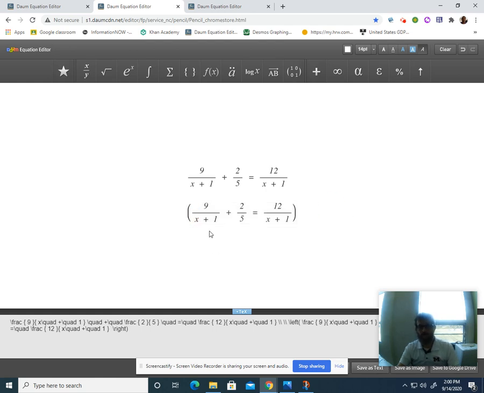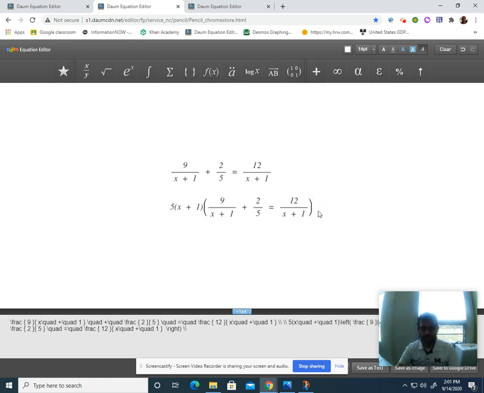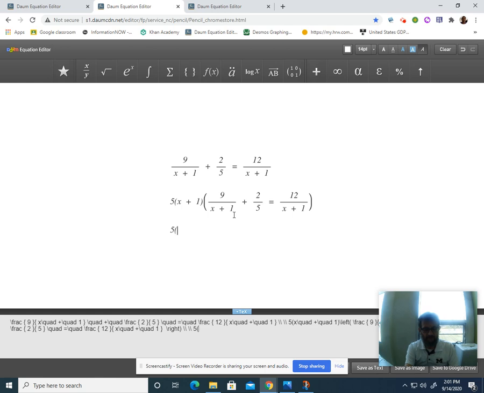What are my denominators? My denominators are 5 and x + 1. Again, they share no common factors. So I'm going to multiply both sides by 5 and (x + 1). Now, what happens is I distribute that. As I multiply this times this, the (x + 1) cancels, and I'm left with 5 times 9.